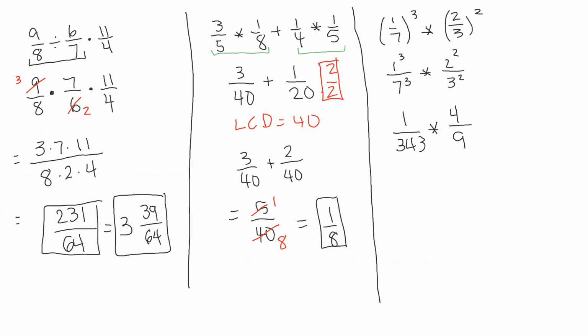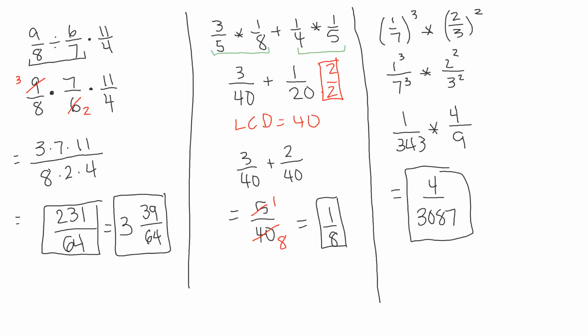Now, 4 does not go into 9. 2 does not go into 9. 343 is not divisible by 3 or 4. So we can just multiply across. 1 times 4 is 4. 343 times 9 is 3,087. So it's a little bit of a messy answer, but there you have it. That's your final answer. Let's try some more.